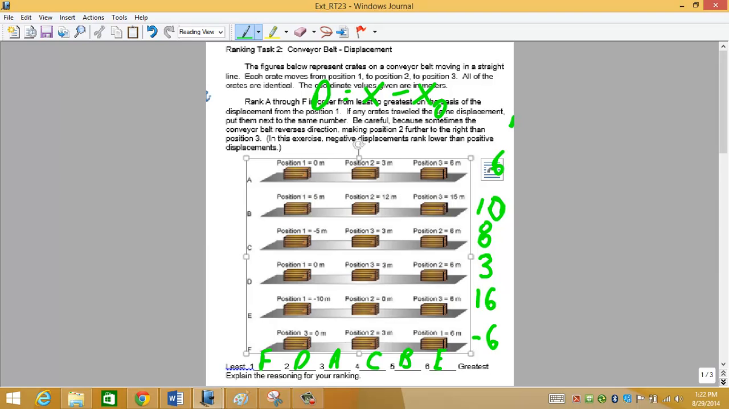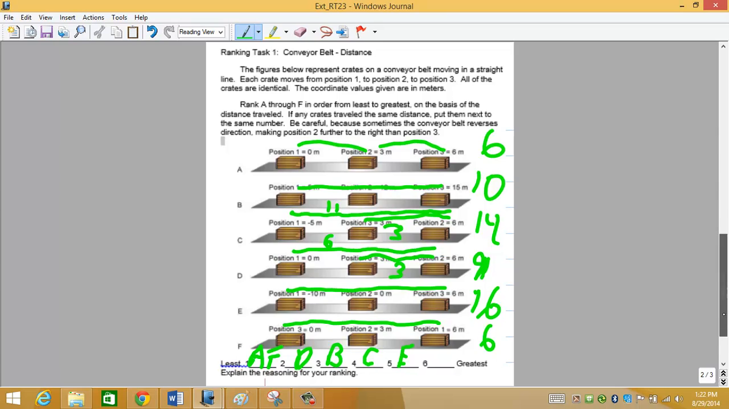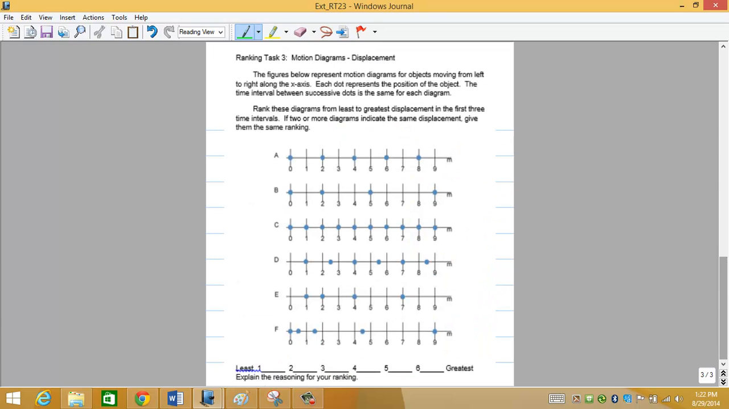Let's go on down to ranking task number 3. Ranking task number 3 is a motion diagram. We did this one in class, but just to clarify, we want to find out the greatest displacement in the first 3 time intervals. One thing we are assured of is that all these are moving from left to right. There's no backtracking. So we're not going to have to worry about backtracking, and we're not going to have to worry about negative values because these objects are all moving from left to right as opposed to right to left. The one thing that's very important for us to realize is we need to figure out just the displacement during the first 3 time intervals.